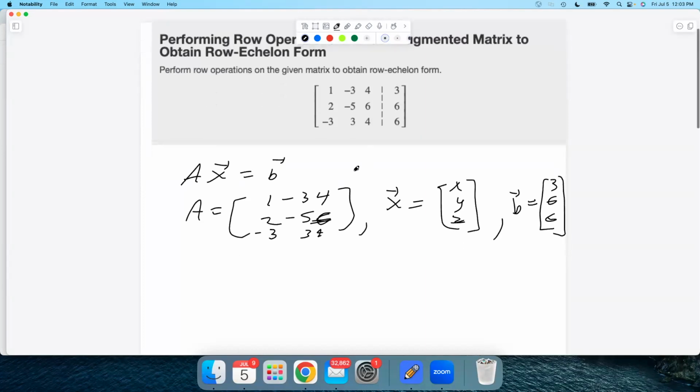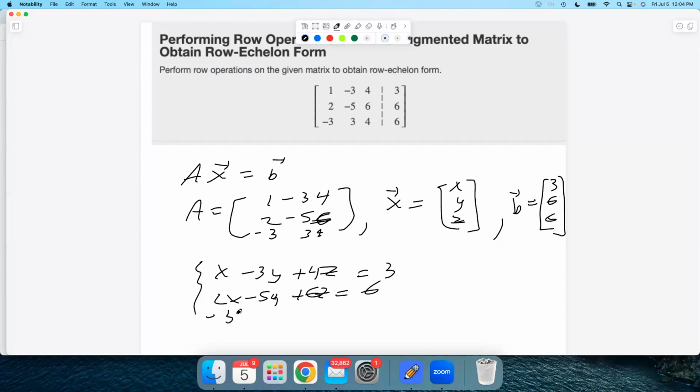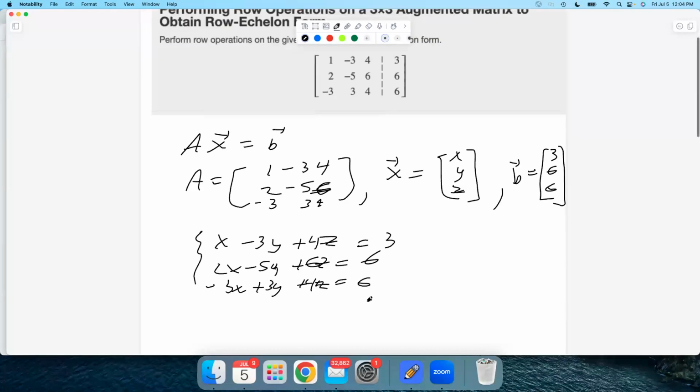Okay, so where did we get this? This was the system of equations. Think about multiplying this through by here, row times column. This is x minus 3y plus 4z equals 3. That's what the top row times this column equals, that single number. And keep going. This is 2x minus 5y plus 6z equals 6, and -3x plus 3y plus 4z equals 6. So this is the system of equations we're actually solving.